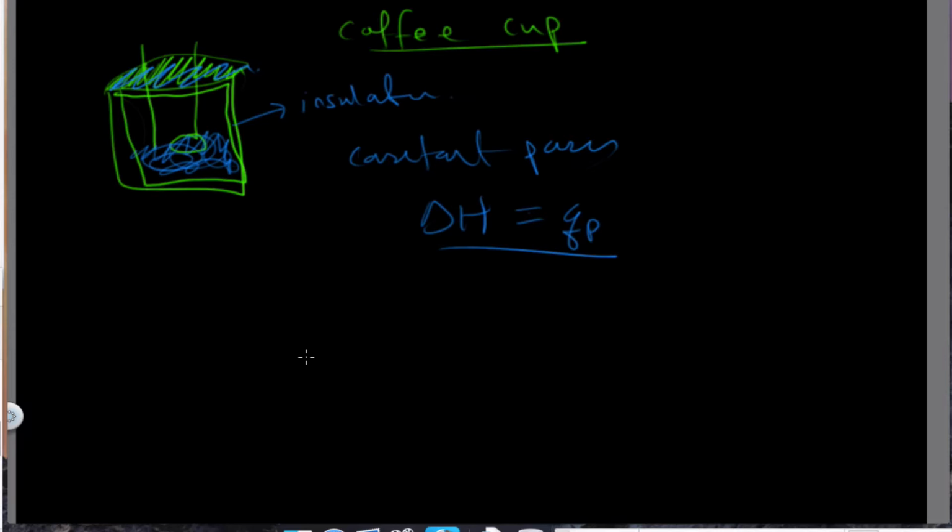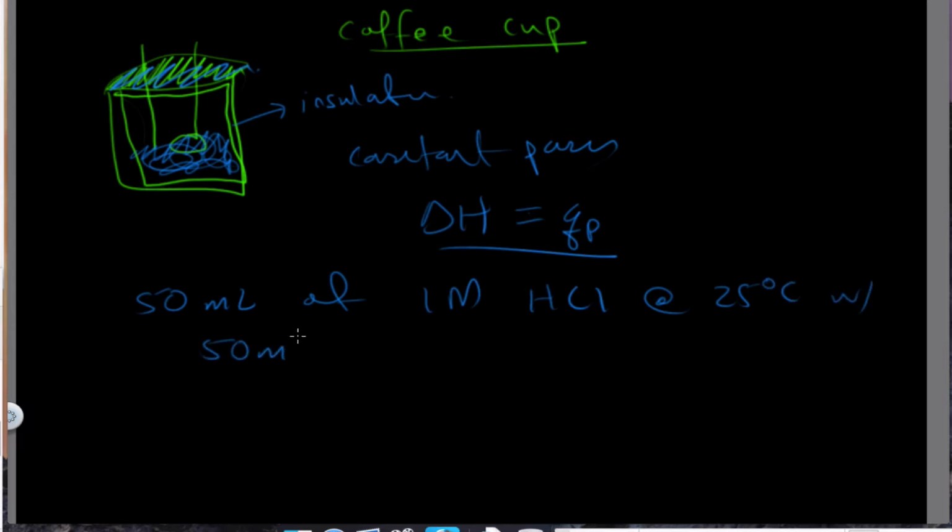So let's take an example here. What if we had 50 milliliters of 1 molar HCl at 25 degrees Celsius with 50 milliliters of 1 molar NaOH at 25 degrees Celsius in a calorimeter? The reactants are going to be mixed by stirring, and the temperature is going to be observed to increase. So we have a change in temperature. Temperature increases by 31.9 degrees, let's say, okay?